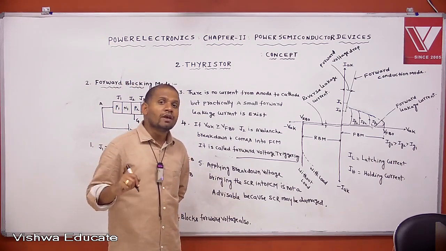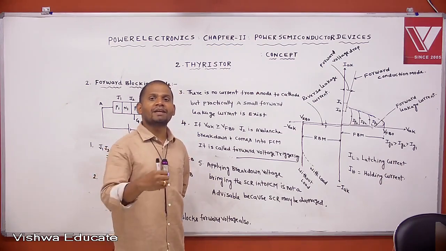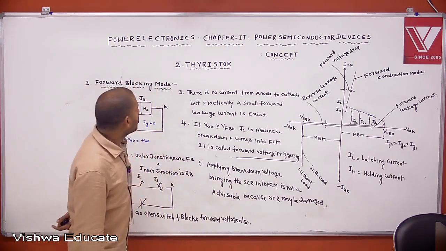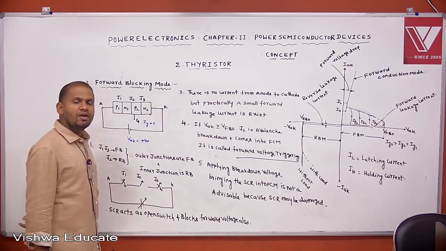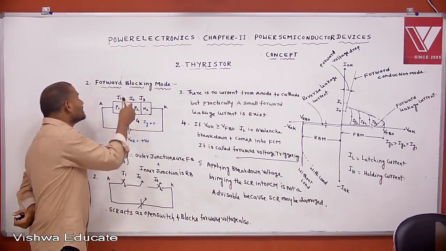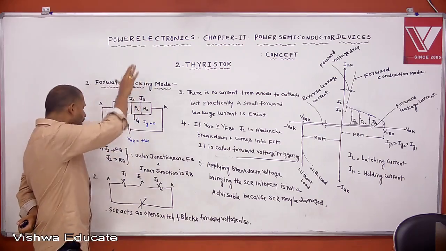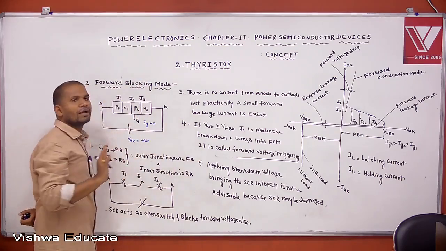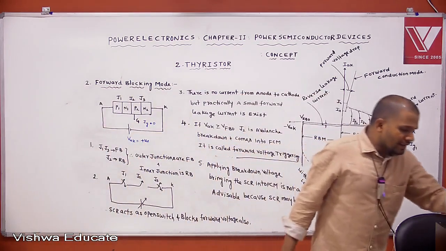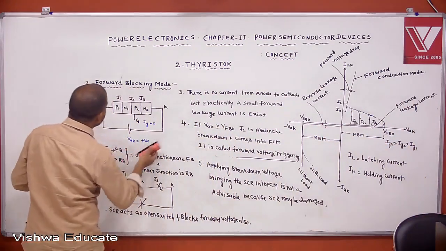Understood? Now we'll see how it is possible, without applying high forward voltages and only by connecting the gate supply, to bring the SCR into conduction mode. Okay, this is about the observations from the forward blocking mode. Clear? All these points you concentrate on in the forward blocking mode of operation. Now we go for another mode, that is the forward conduction mode of operation.